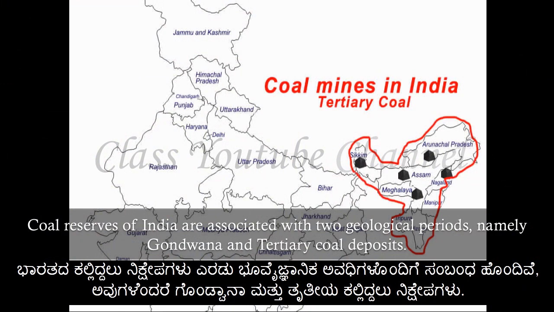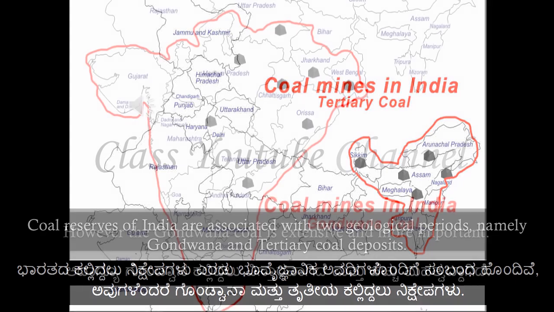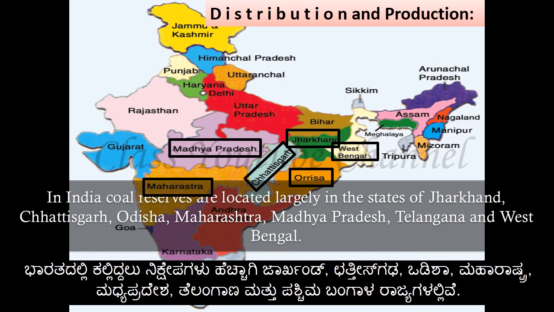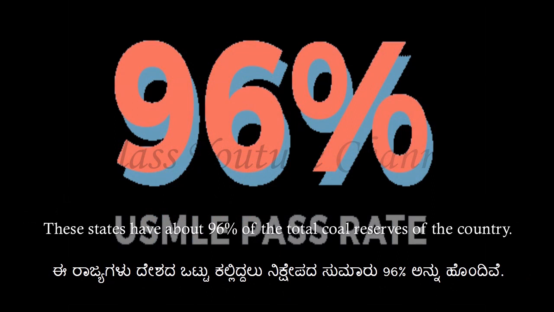Coal reserves of India are associated with two geological periods, namely Gondwana and Tertiary coal deposits. However, the Gondwana coal is extensive and more important. In India, coal reserves are located largely in the states of Jharkhand, Chhattisgarh, Odisha, Maharashtra, Madhya Pradesh, Telangana, and West Bengal. These states have about 96% of the total coal reserves of the country.